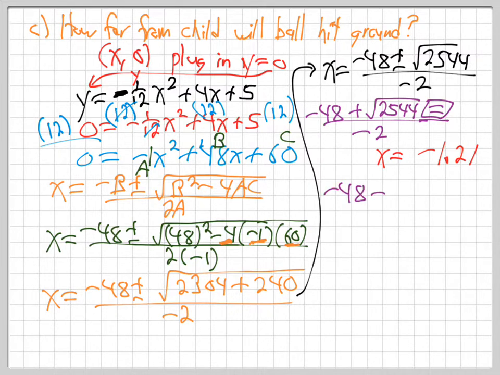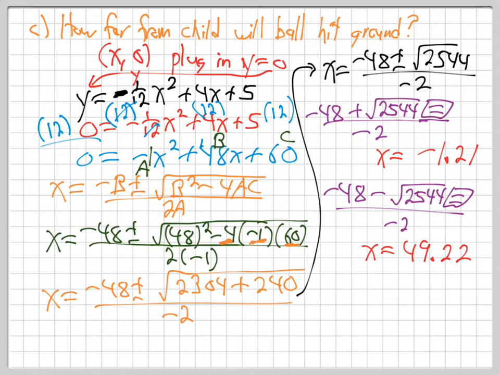And now let's do the second option. Negative 48 minus the square root of 2544 over negative 2. Again, make sure you hit equals when you're done with the numerator before you divide by 2 in the denominator. So negative 48 minus the square root of 2544 equals divided by negative 2. I'm getting 49.22. So we got two possible x answers.